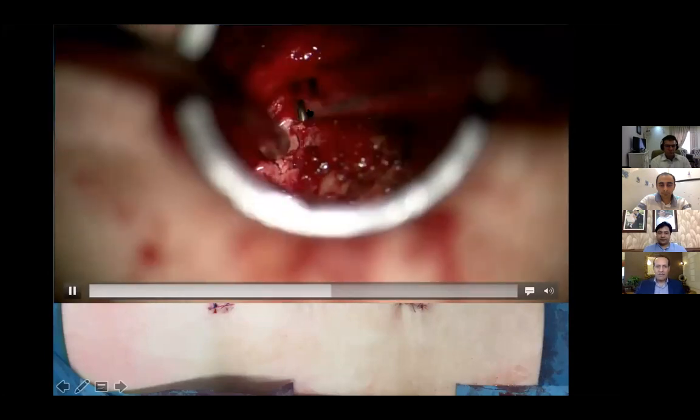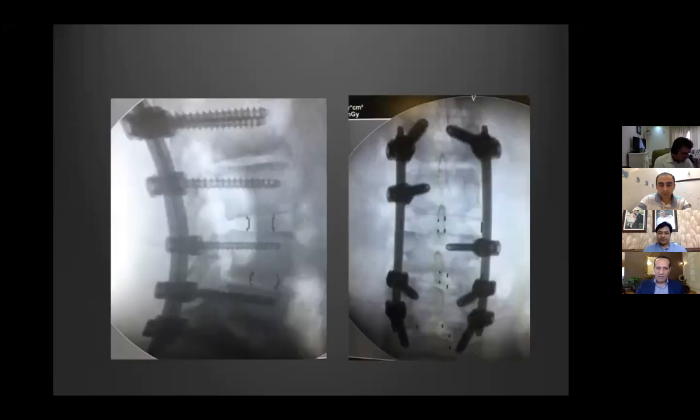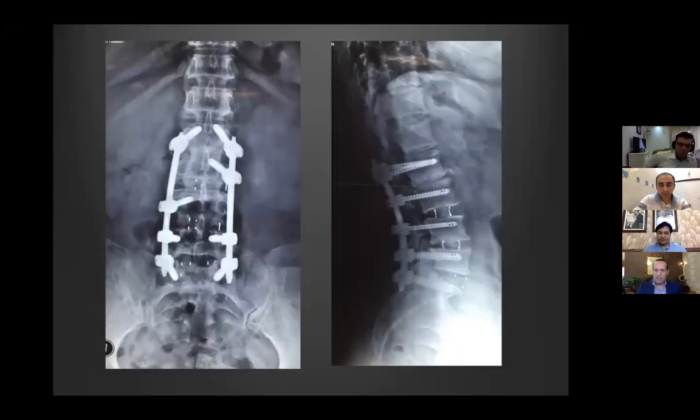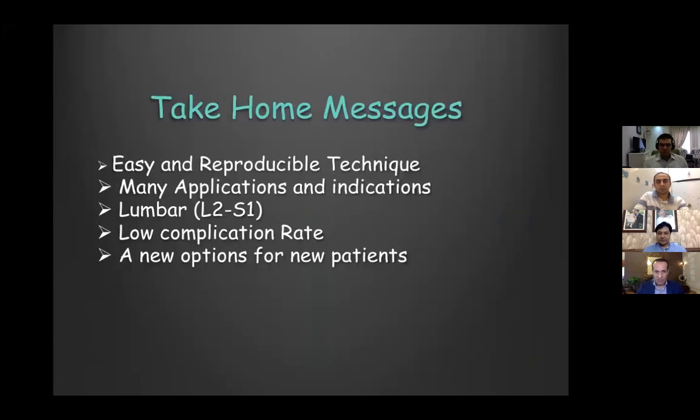And after that, this is the end of the surgery. So I introduced the 3 levels, I did the fixation and the decompression in the same patient, with no serious complication. So in my opinion, it is an easy reproducible technique, with many applications and indications. You can control from L2 to S1, with a low complication rate compared even to other techniques. So it's a new option for new patients.